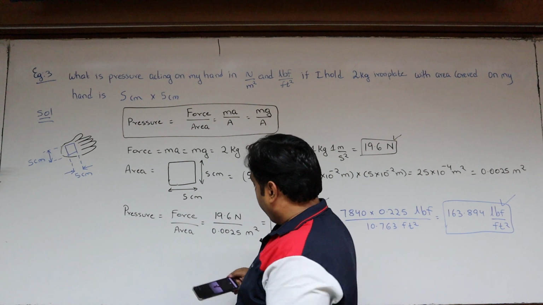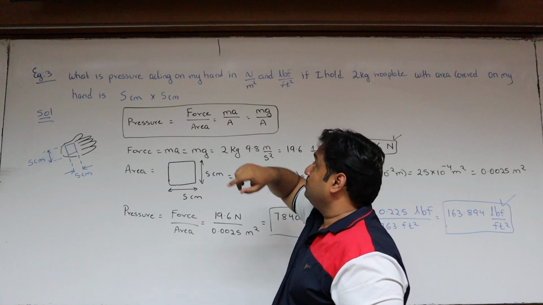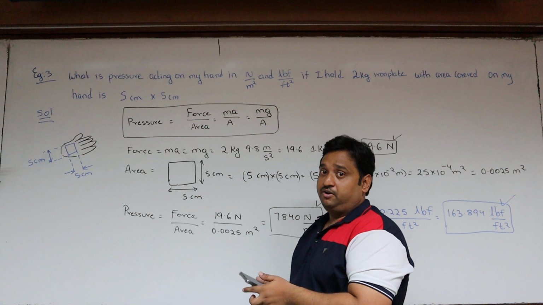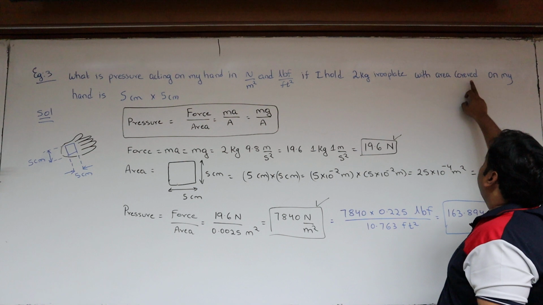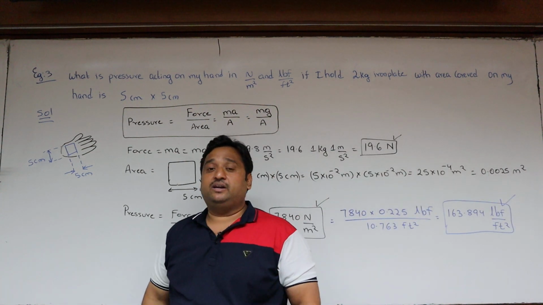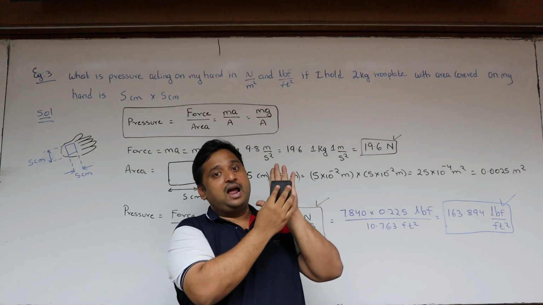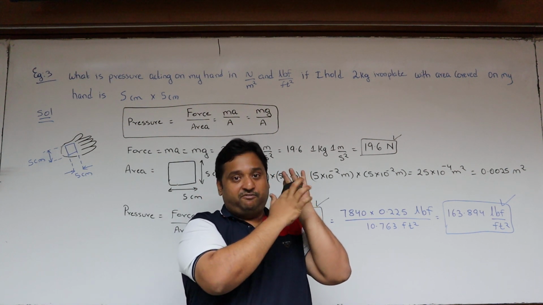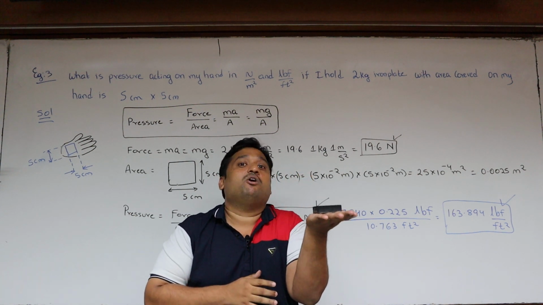We have to calculate the pressure acting on my hand in 2 units, in Newton per meter square as well as lb force per feet square. If I hold a 2 kg iron plate with area covered on my hand equal to 5 centimeter by 5 centimeter, imagine this is the hand. If you keep this square on my hand, it is covering some area on my hand. Imagine that area is 5 centimeter by 5 centimeter. So if it covers that much area, what is the pressure on my hand?